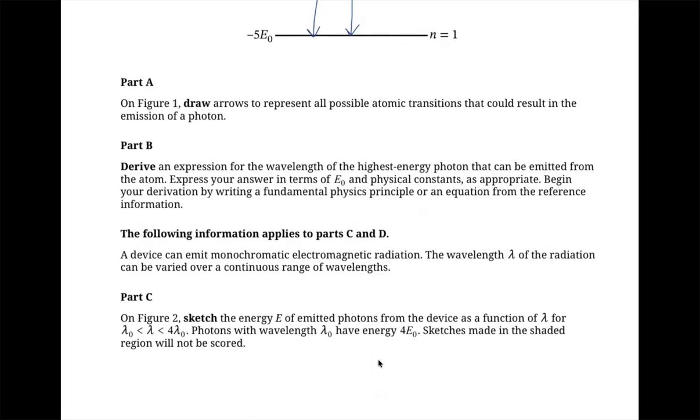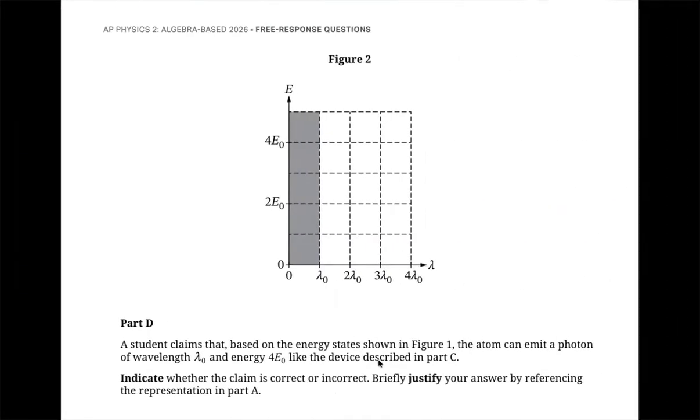We have a device that can emit monochromatic electromagnetic radiation. The wavelength lambda of the radiation can be varied over a continuous range of wavelengths. On figure 2, sketch the energy of the emitted photons as a function of lambda for values between lambda naught and 4 lambda naught. Photons with wavelength lambda naught have an energy 4 E naught. Sketches made in the shaded region will not be scored. So I'll move on to figure 2.